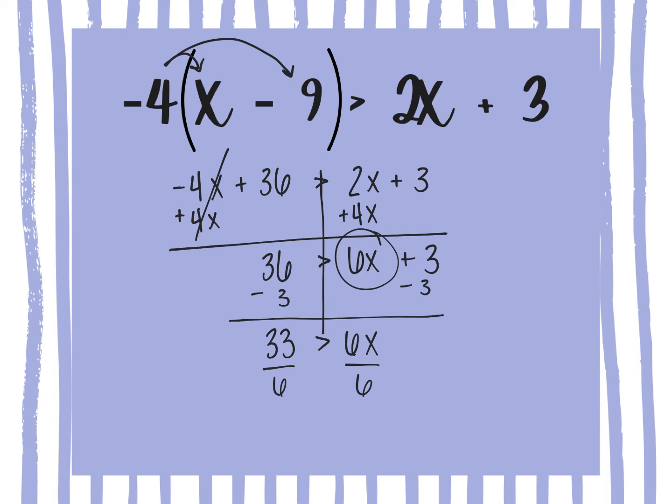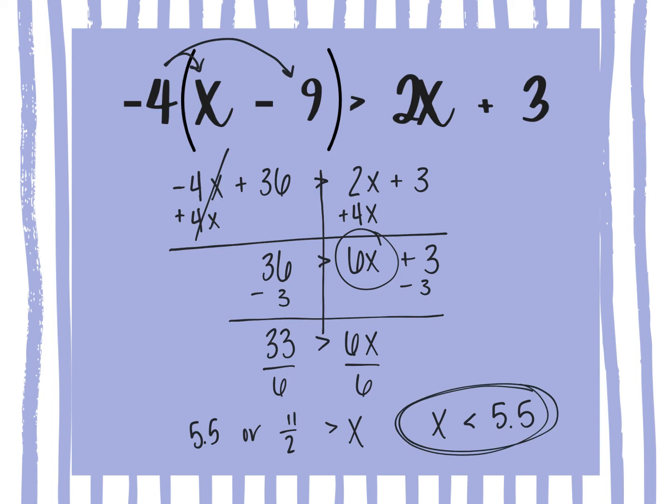Now 33 doesn't divide by 6 nicely, so again, I'll leave it a fraction, 33/6, and I'll simplify. Both of those can divide by 3, which would leave me with 11/2, or 5.5. Now again, remember that you can rewrite this answer. Often you'll want to see the variable first. If you do that, make sure that you flip the sign to match. So I end up with a value that says x is less than 5.5.